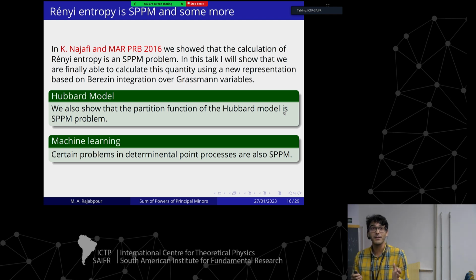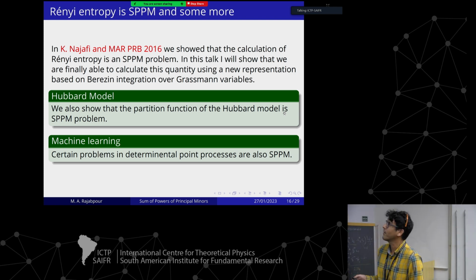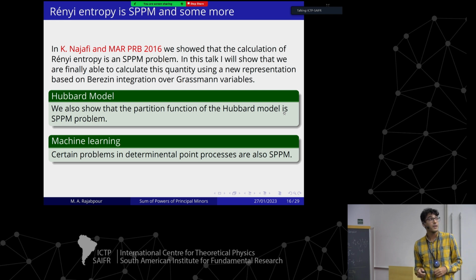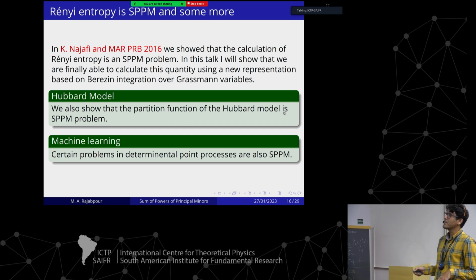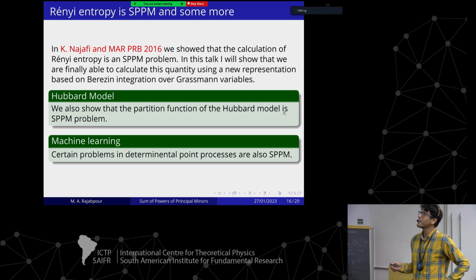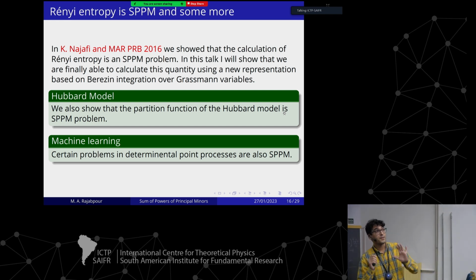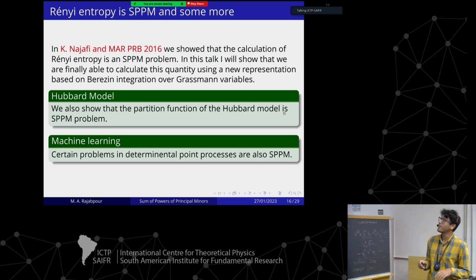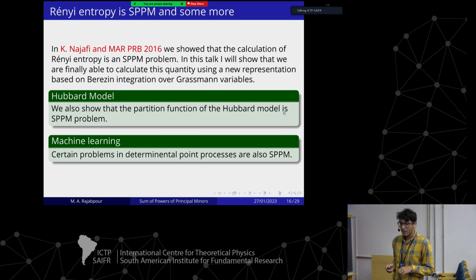That's the reason that people were always just doing numerical calculation. We also realized that the partition function of the Hubbard models is also SPPM. You can do this mapping of the partition function to this problem. And then there are certain problems in machine learning called determinant point processes. They are also related to this sum of powers of principal minors of matrices. So these are the reasons that I started getting interested in this problem of estimating the sum of principal minors of matrices. Okay, are there questions?